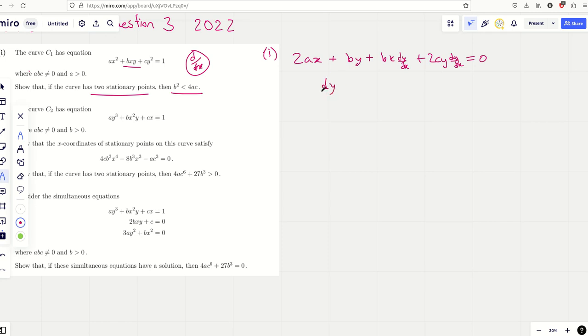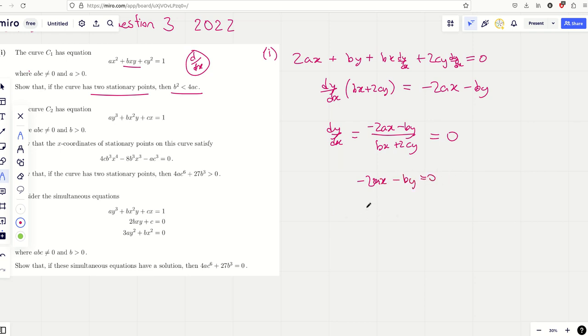Okay, rearrange this. Let's have this as dy by dx times bx plus 2cy, and that must equal the other junk over there, because what I'm going to try and do here is find out a fact between x and y for where the stationary points are. And the stationary points occur when dy by dx equals 0. So what have we got here? We've got minus 2ax minus by over bx plus 2cy, and that should equal 0 on the lines of stationary points. So times that over there, you're going to get minus 2ax minus by equals 0. So indeed, you get y equals, for example, minus 2ax over b.